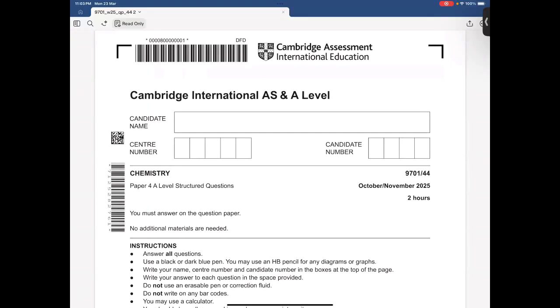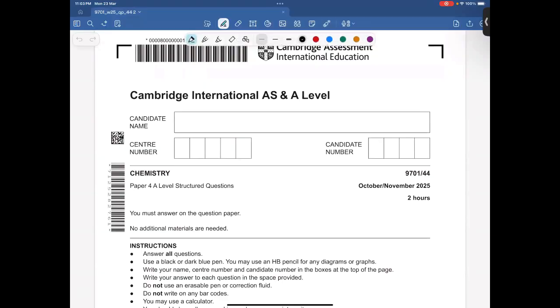Hi everyone. Let's start again. Paper 4 of A-level structured questions, October-November 2025, variant 44. We have done variants 41 and 42 in the previous classes. Let's talk about variant 44.